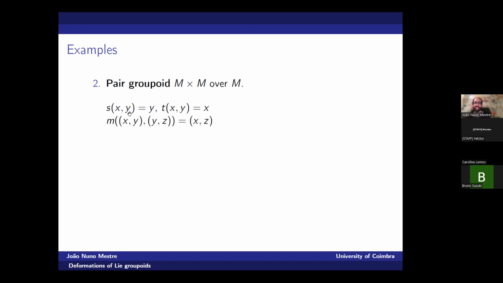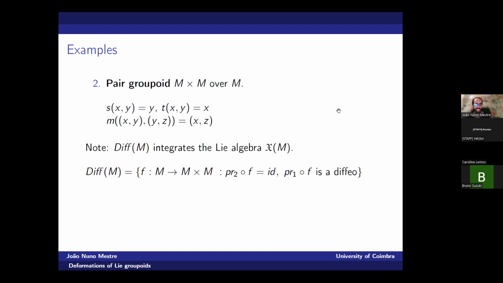So we think of XY, this pair, as an arrow, and so we can multiply the arrow XY by the arrow YZ and obtain the arrow XZ. It's a groupoid such that for any 2 objects, we have one and only one arrow between them. And note that, again, we have some Lie theory around here, because there's this infinite dimensional group that, in a sense, integrates this infinite dimensional Lie algebra. The group of diffeomorphisms of M integrates the Lie algebra of vector fields of M.